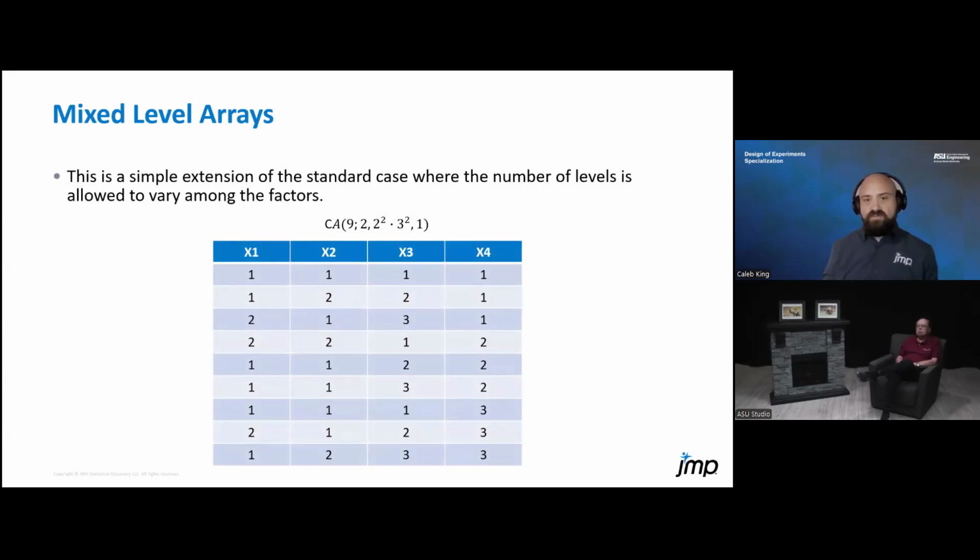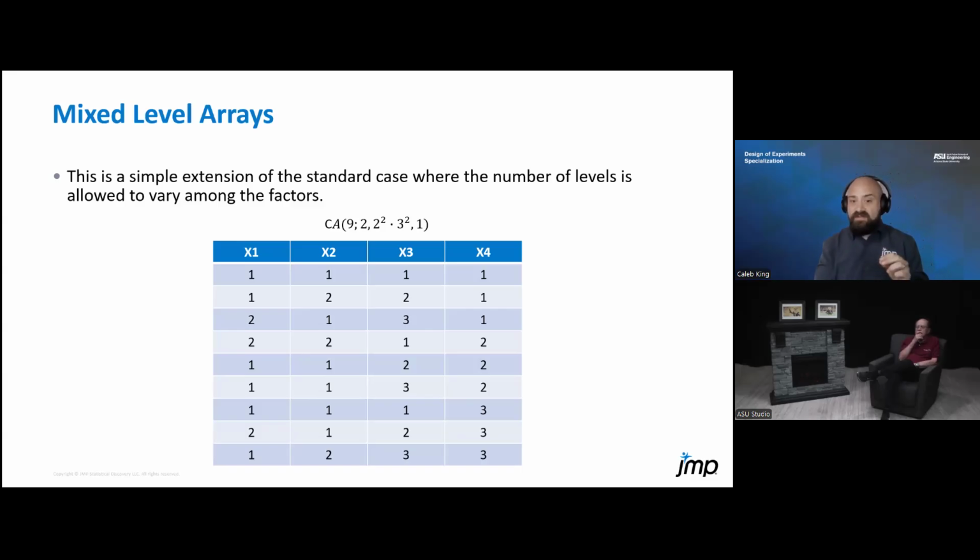So for example, here is a covering array with 9 runs. We have 2 factors with 2 levels, that's the first 2, and 2 factors with 3 levels, those are the last 2. And again, if you were to look at any pairwise combination, all the combinations of those levels should appear at least 1 time. So that's a straightforward extension of covering arrays, just allow different levels amongst the factors.